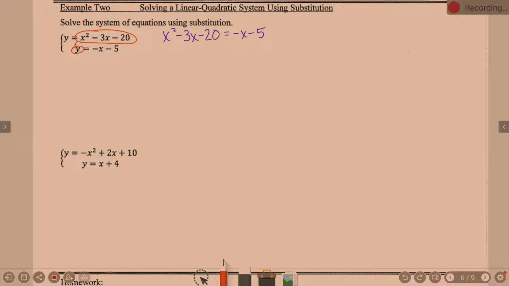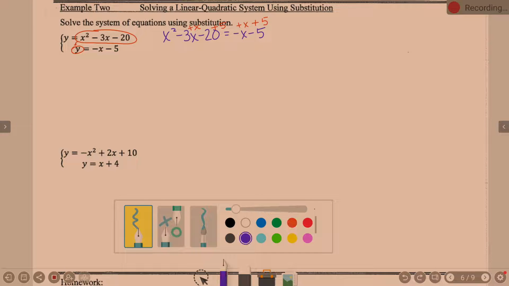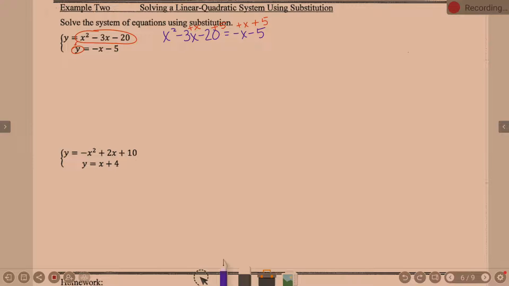Subtract 5 or add 5 to both sides. Okay, if there's a minus 5, we're going to add 5. And if there's a minus x, add x. And I'm going to do this all at once. I don't like taking multiple steps to do that. So now I have x squared minus 2x, since minus 3x plus 1x is minus 2x, minus 15, since minus 20 plus 5 is minus 15, equals 0.